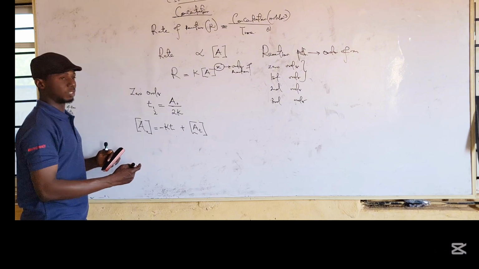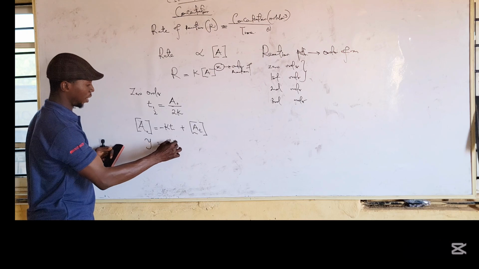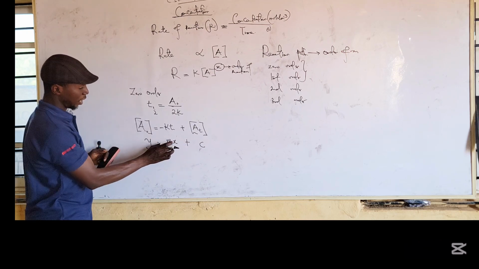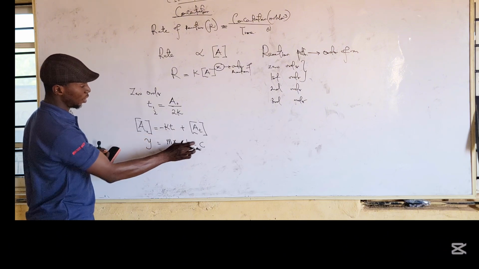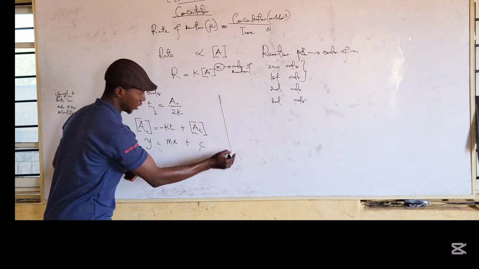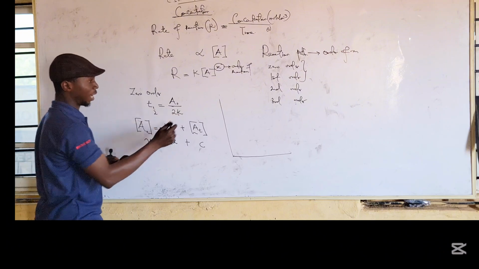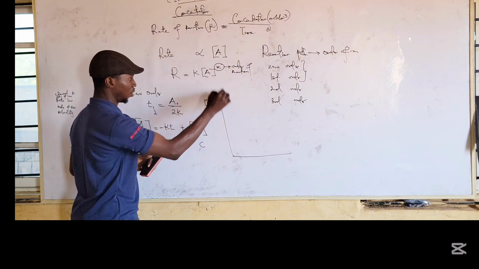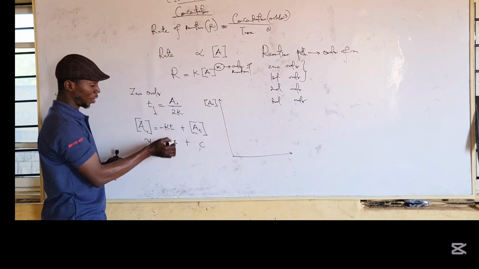If you compare this with the equation of a straight line graph, which is y equals mx plus c: y is what you are plotting on the y-axis, m is your gradient, which is the slope, x is what you plot on the x-axis, and c is the intercept on the y-axis. That means from this expression, we are plotting A naught on the y-axis, so we're going to have concentration A naught here. We have T on the x-axis, because T correlates with where we have x.